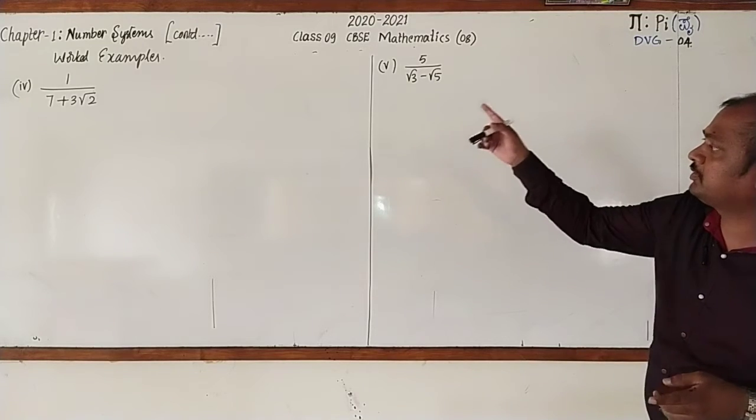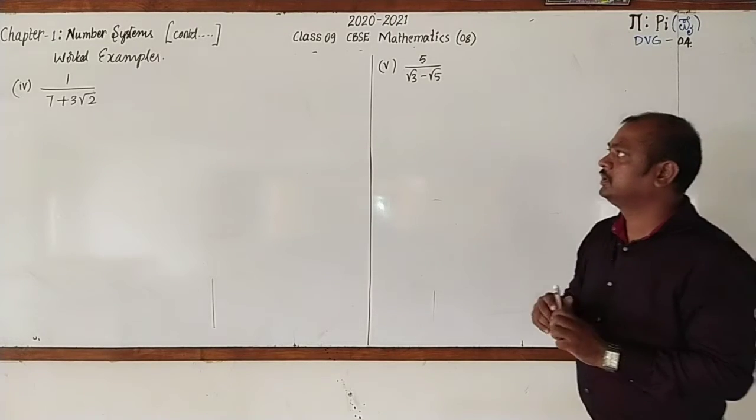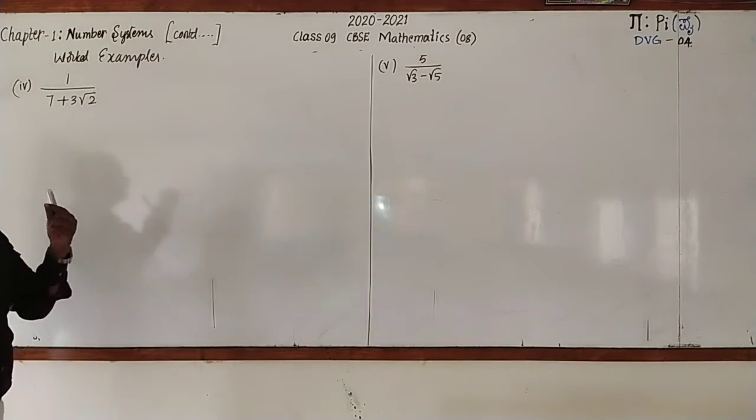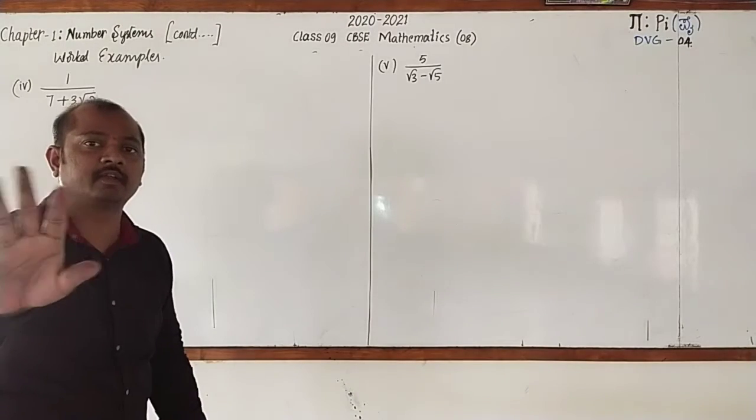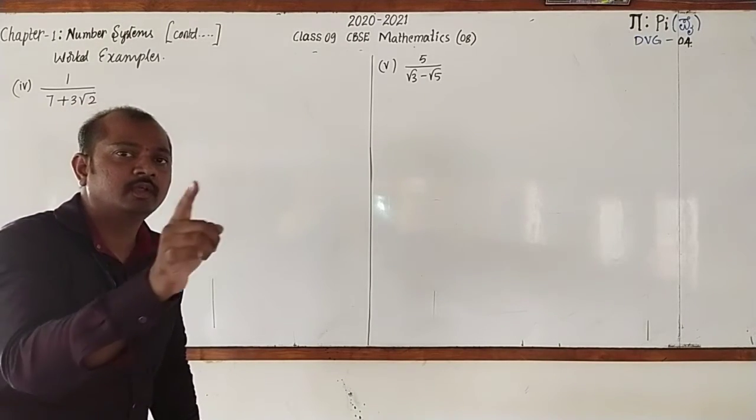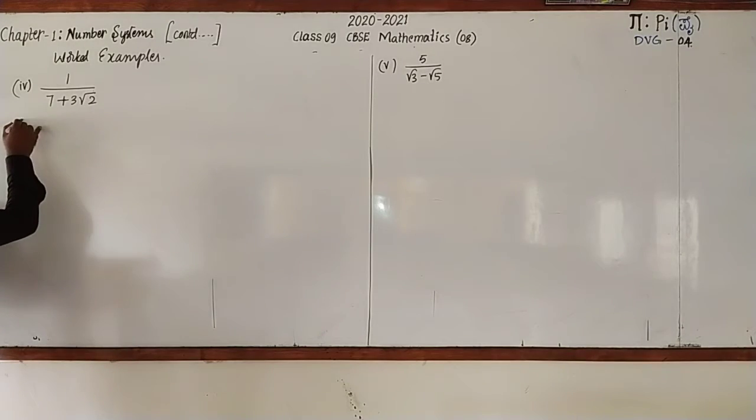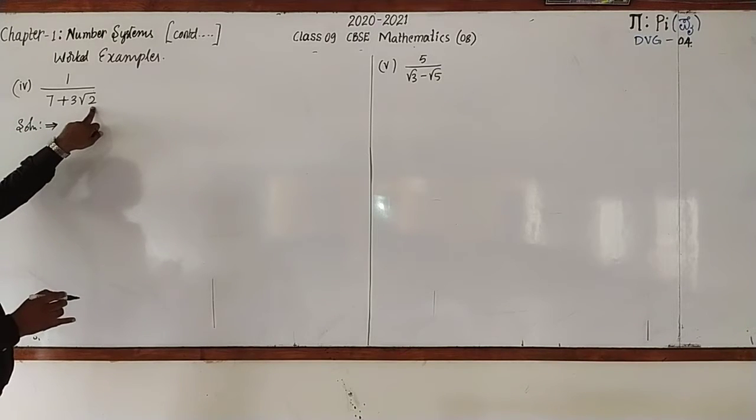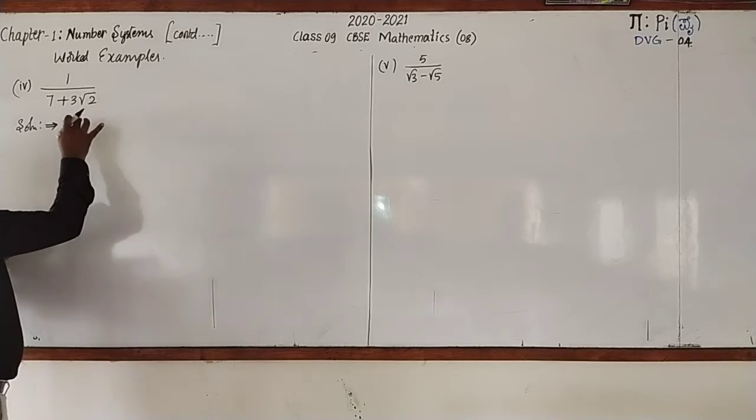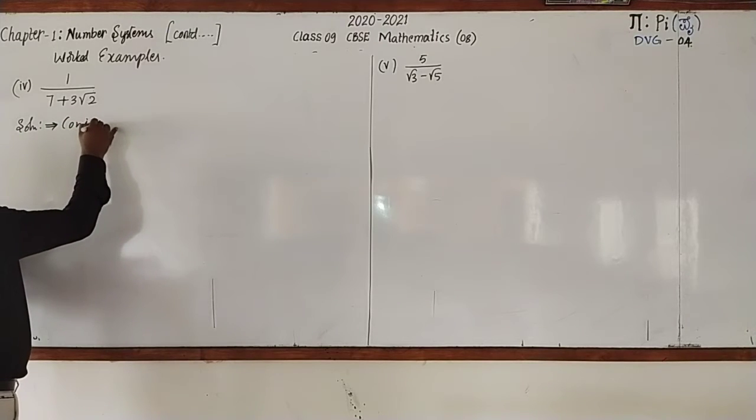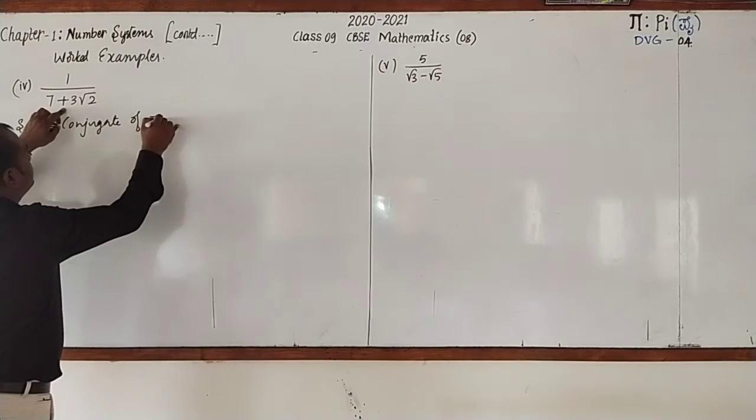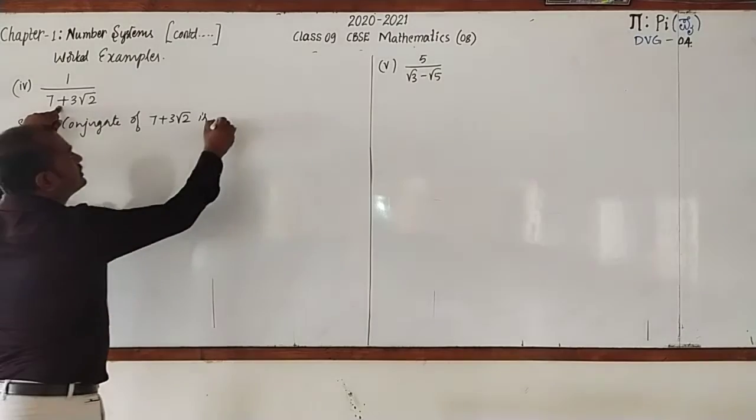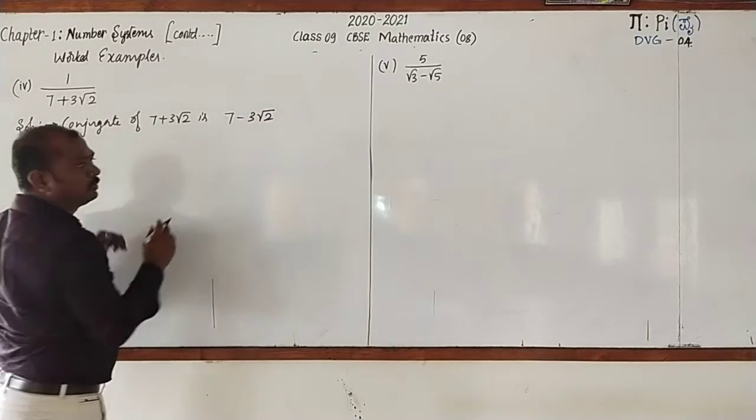Now observe, I have taken 2 more important problems. Here also you are going to rationalize the denominator. That means they have already given the denominator terms as irrationals. You are going to convert them into rationals. Now, look at it. What is in the denominator? 7 plus 3 root 2. Then what is its conjugate? Conjugate of 7 plus 3 root 2 is, you are going to change the sign. It is 7 minus 3 root 2.